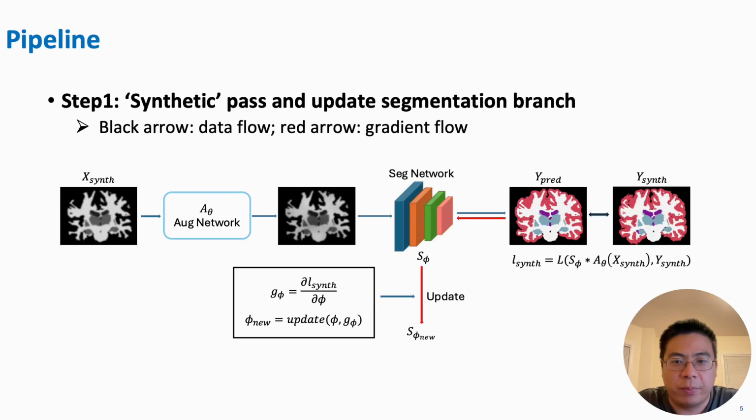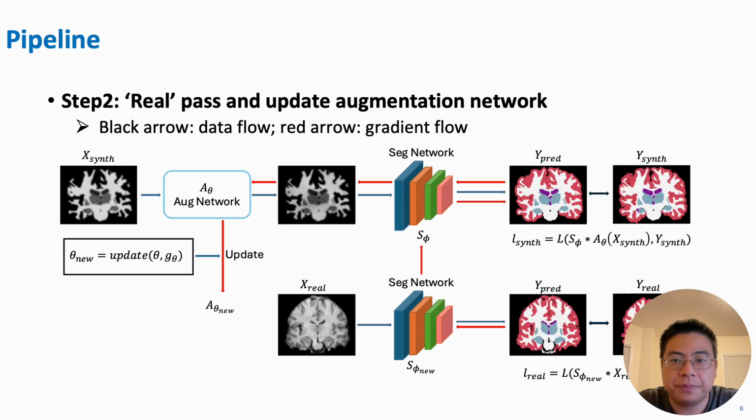Here we see step 1, the synthetic path. Black arrows show data flow from the augmentation network to the segmentation model. Red arrows represent gradients flowing back only through the segmentation branch. Essentially, we update the segmentation network as in standard training.